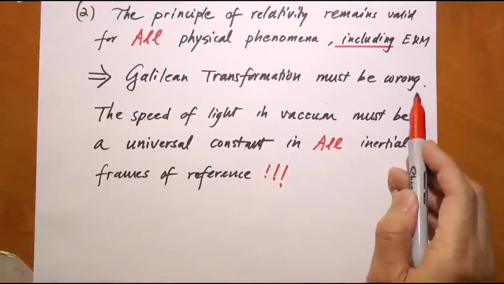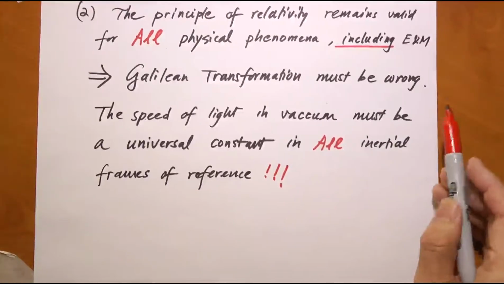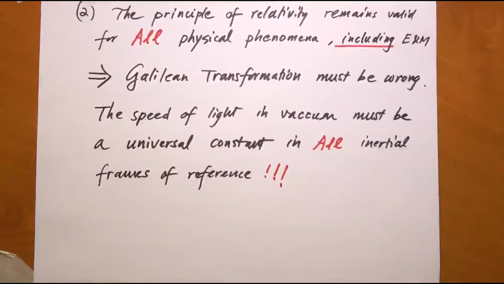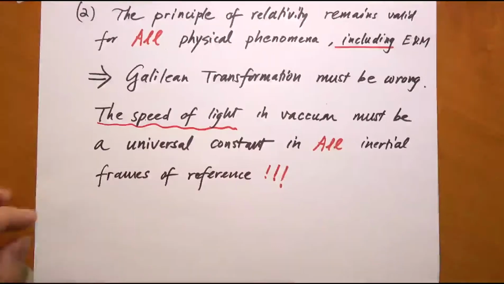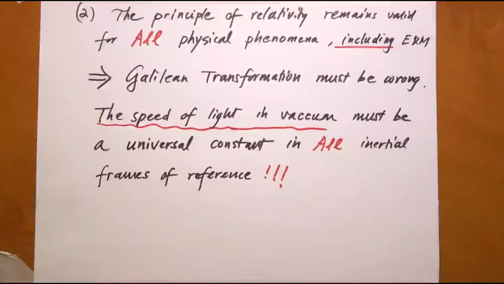Because the Galileo transformation for speed will give you different values for the speed of light in different inertial frames. And yet, the speed of light must be the same for all inertial frames because it is guaranteed by a pair of fundamental constants. If you change these values of constants, you're changing the laws of physics in different reference frames. You cannot do that. And therefore, naturally, the speed of light, not other speeds, but the speed of light in vacuum, must be a universal constant in all inertial frames of reference.